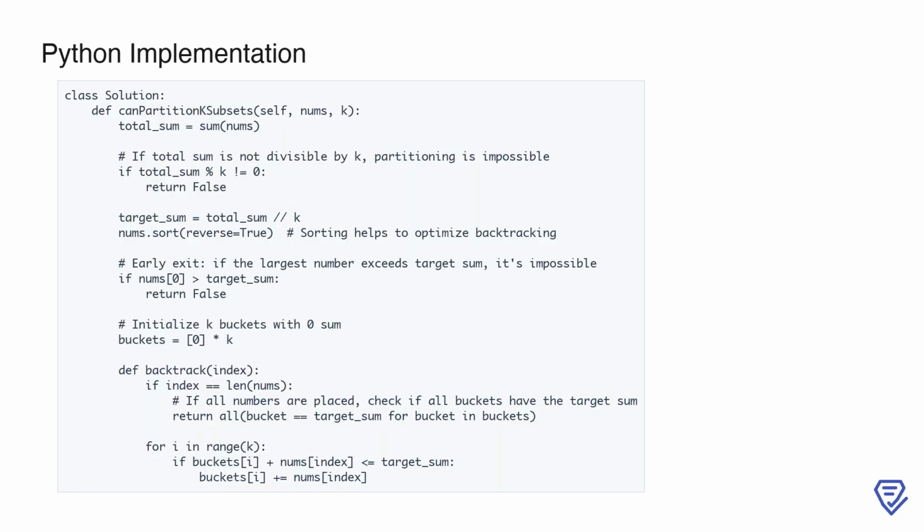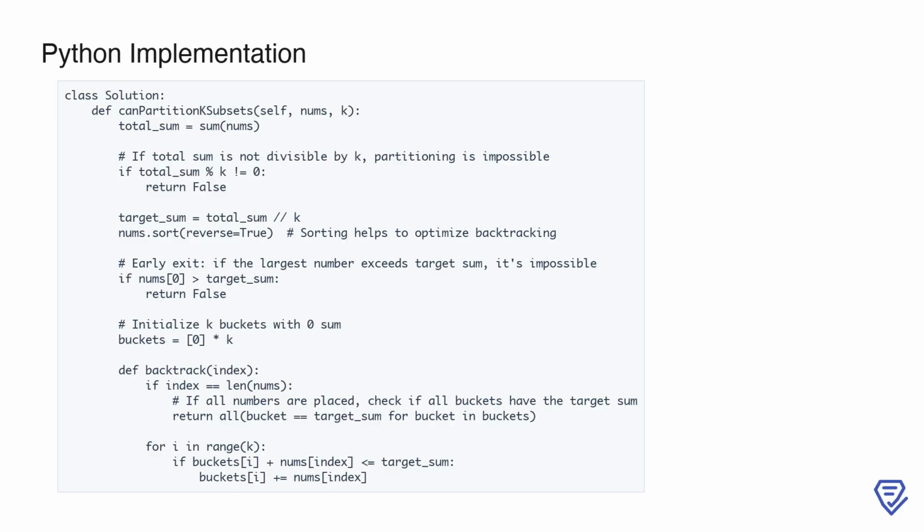Here, we start defining the canPartitionKSubsets function within the Solution class. The first step is to calculate the total sum of the input list, nums. If this total sum is not divisible by k, then it's impossible to partition the array into k subsets with equal sums, so we return false. Next, we determine the target sum for each subset by dividing the total sum by k.